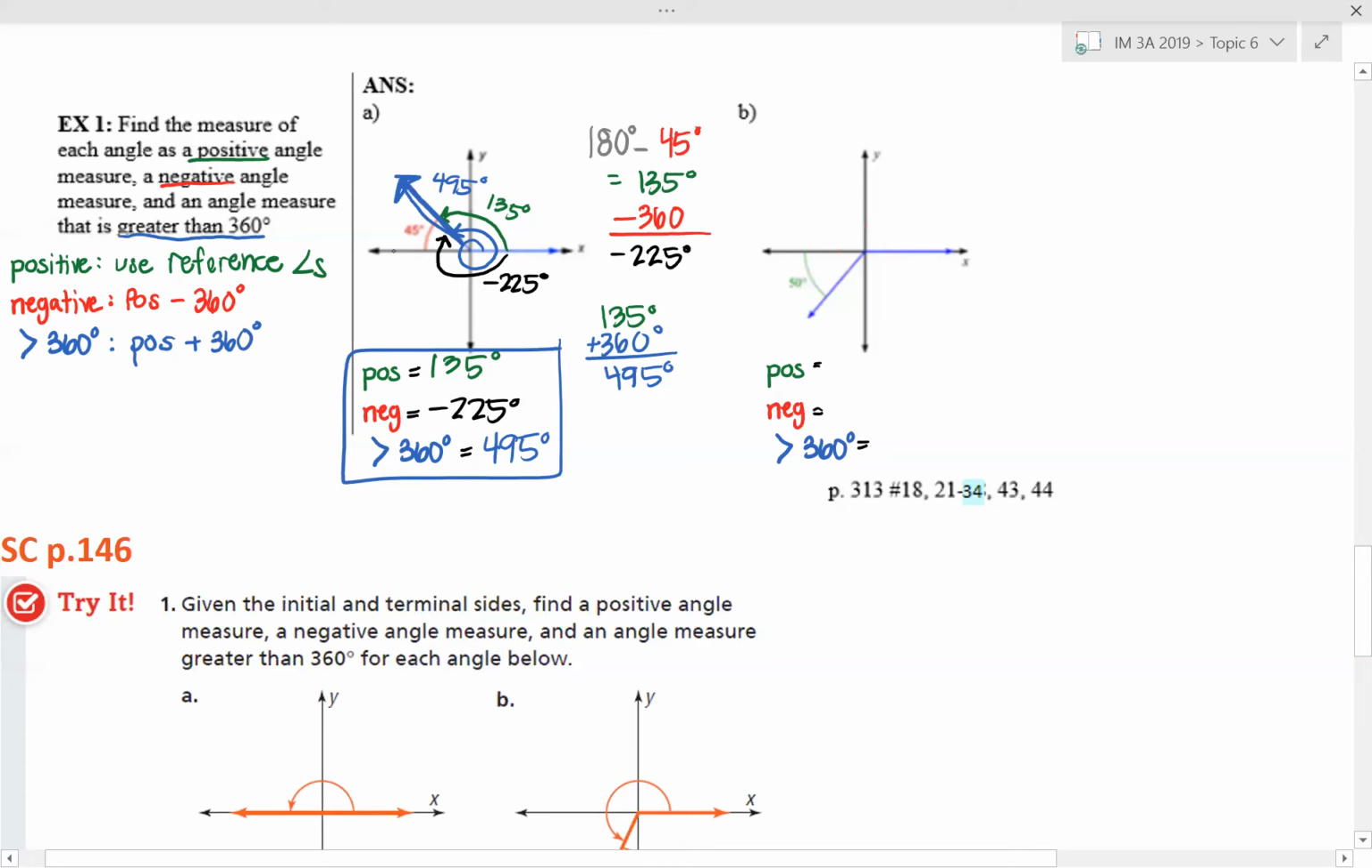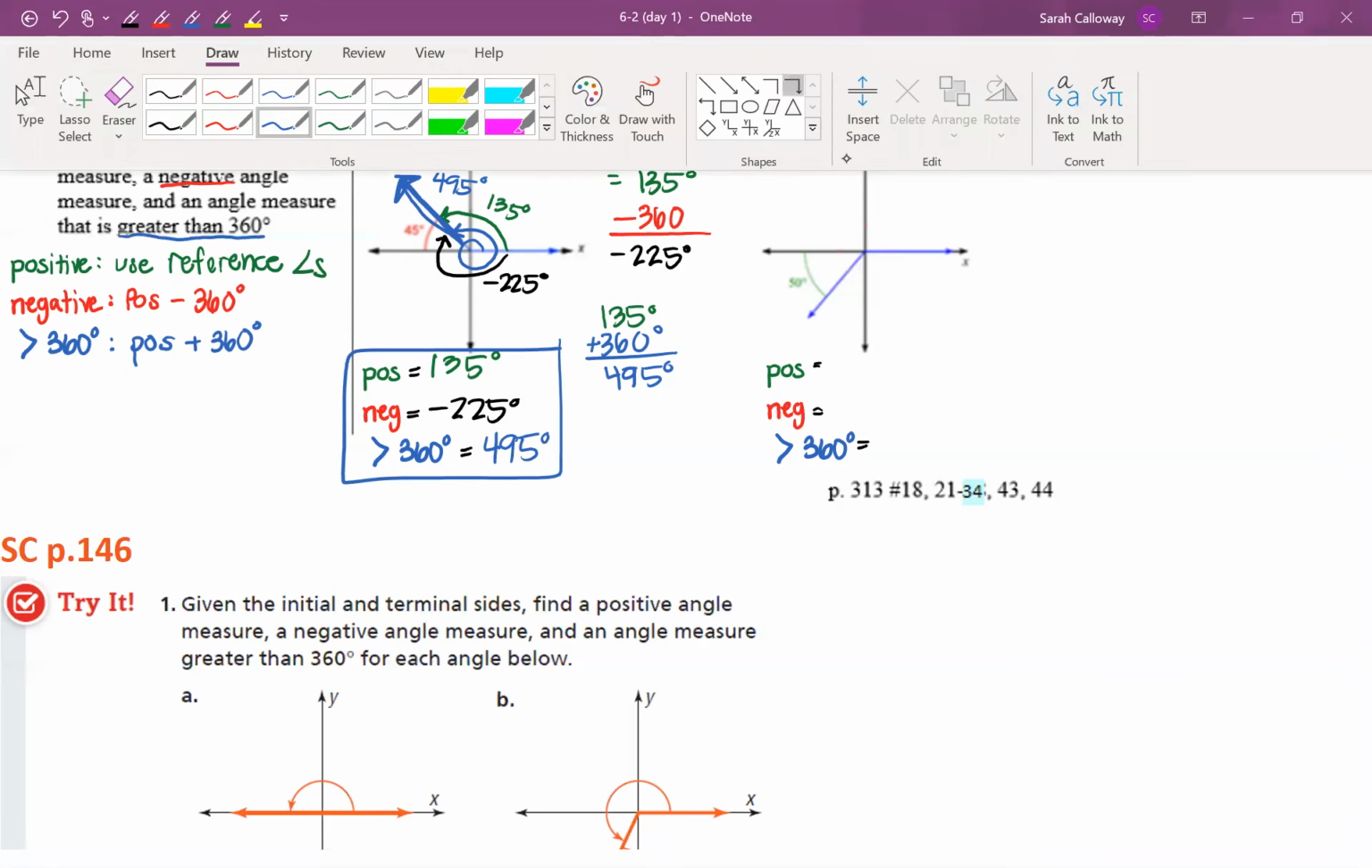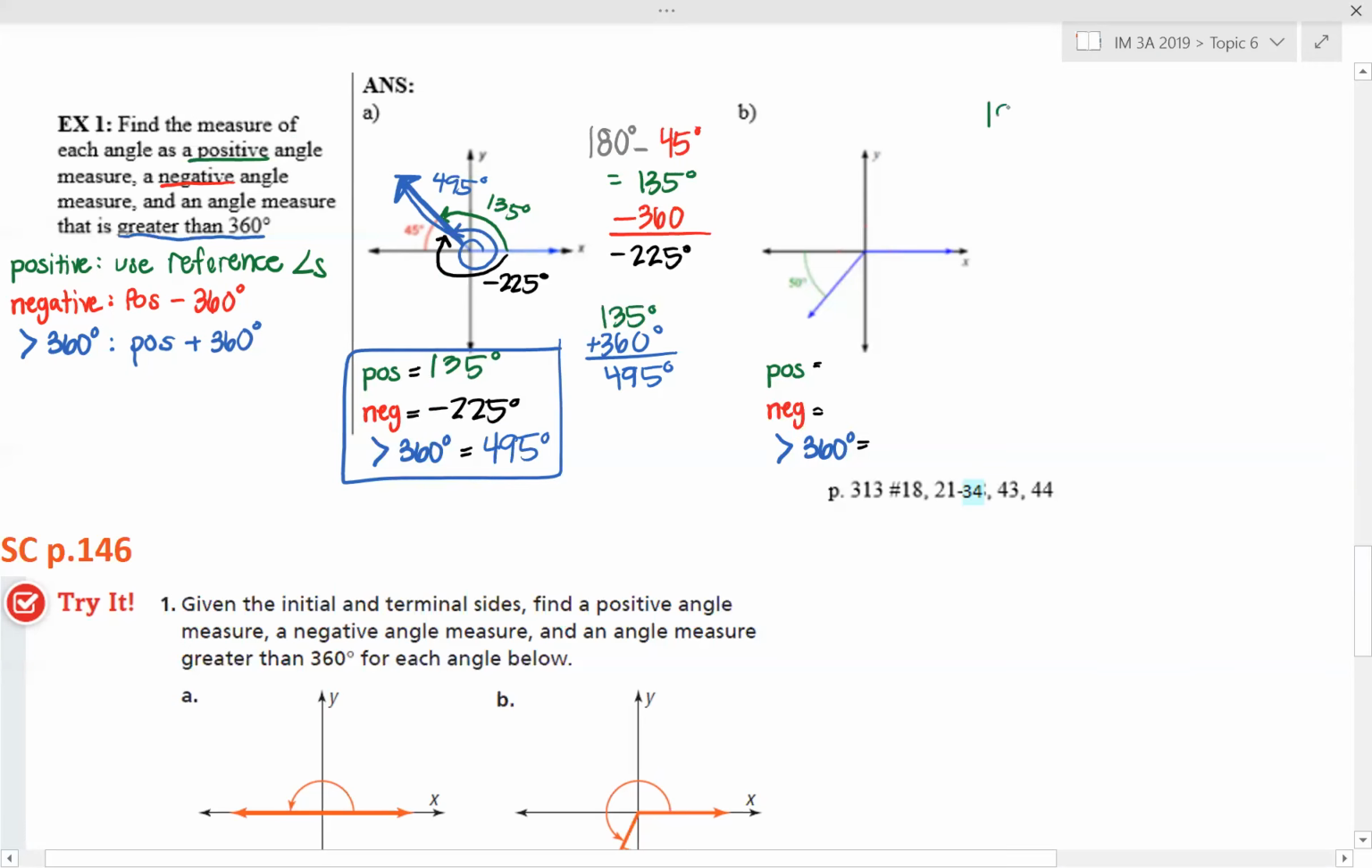So similarly for B, my angle is in quadrant 3, and so remember that in quadrant 3, I'm going to do 180 plus my reference angle of 50 degrees to get the angle for the positive value. So if I do 180 plus 50, that's going to give me 230 degrees. So my positive angle is 230. So this angle here is 230 degrees.